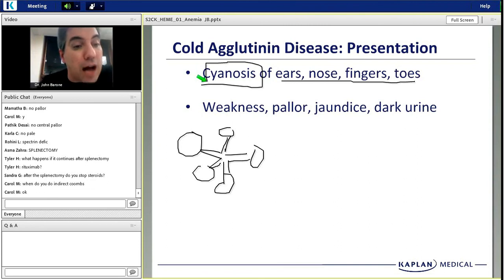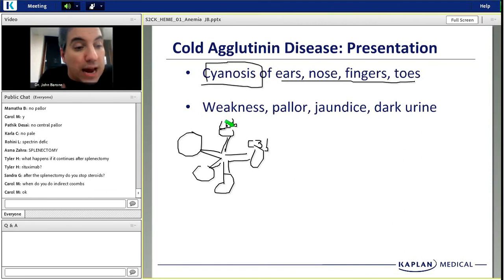IgM is going to fix complement. So now C3b is going to be on the surface here, because IgM's great at fixing complement. So C3b is on the surface of these cells now. All right. Now, what happens when this blood gets back to the warm area?